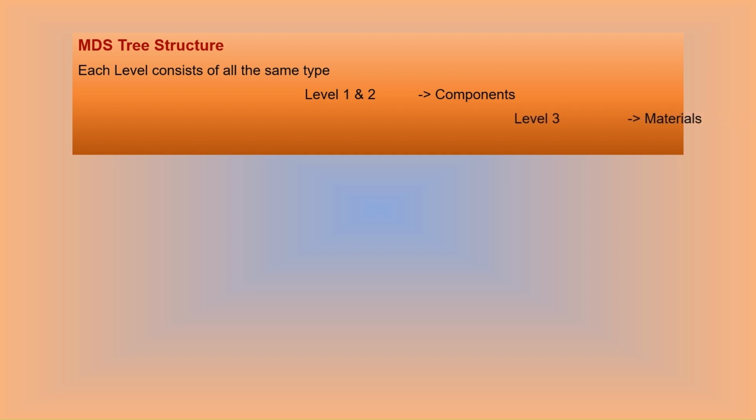The material data system has a tree structure in which each level consists of all the same types. Level 1 and 2 consist of components. Level 3 consists of materials. And Level 4, the bottom-most level, consists of basic substances.